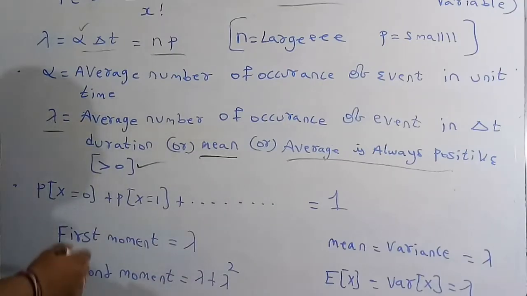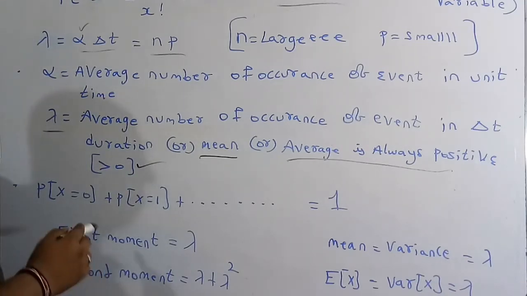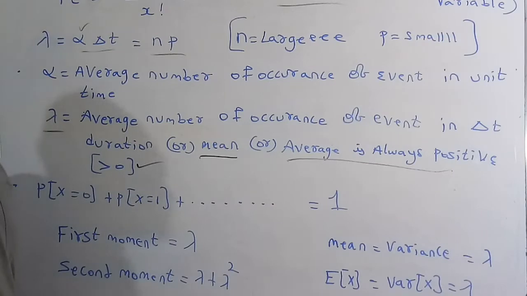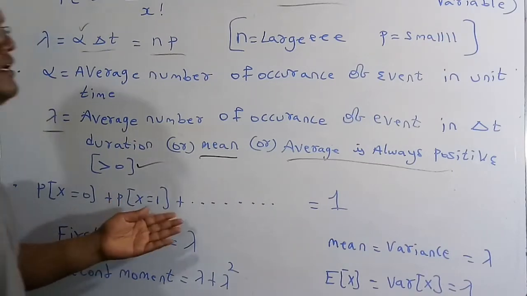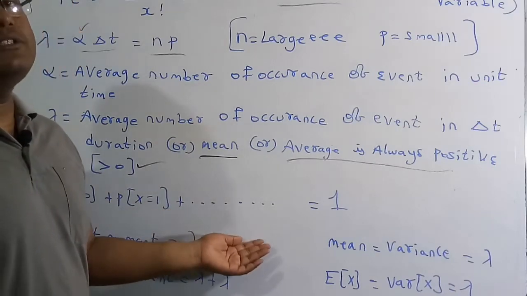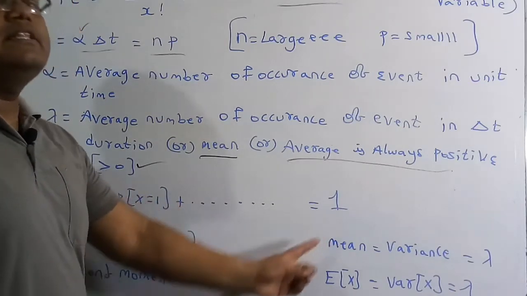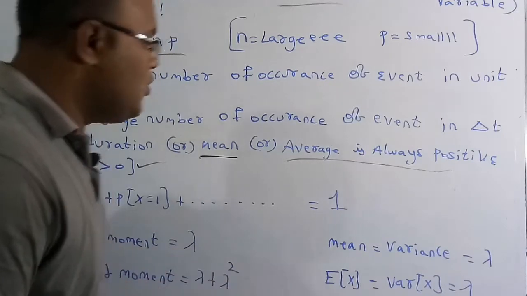So now here, as the random variable x is changing from 0 to infinity, if you do the summation of everything, which is probability of x equal to 0 plus probability of x equal to 1, and so on, up to infinity, their total summation should always be equal to 1.